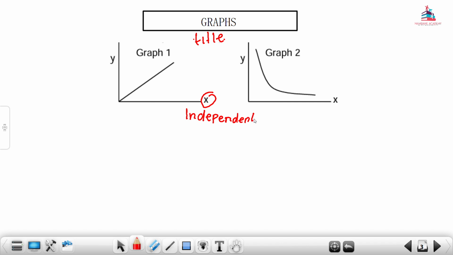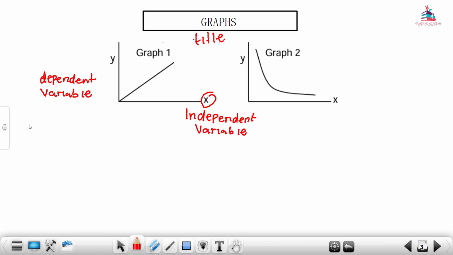Independent variable. So for graph one and graph two, you will have your independent variable on the x-axis. Then what about our y-axis? On our y-axis, we are going to have the dependent variable. So we know that we must have a title, then we must have the two different variables.